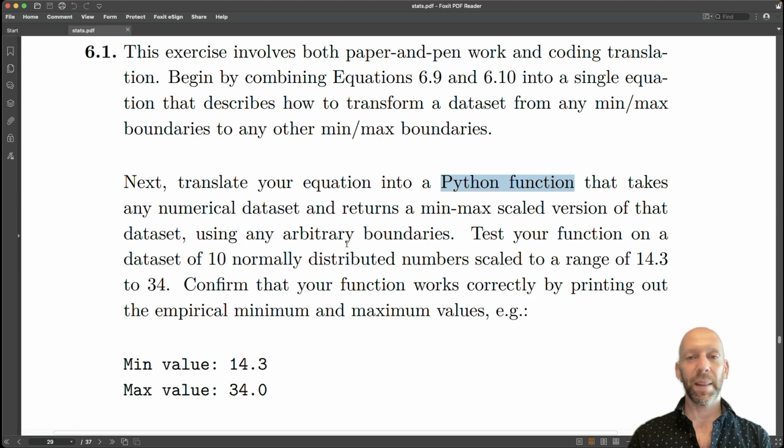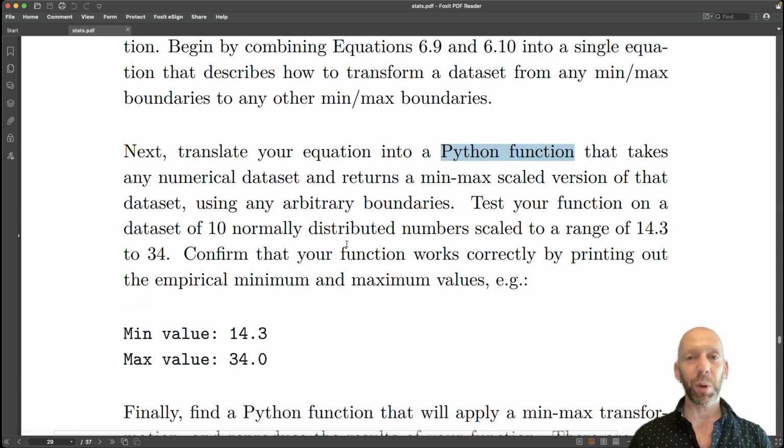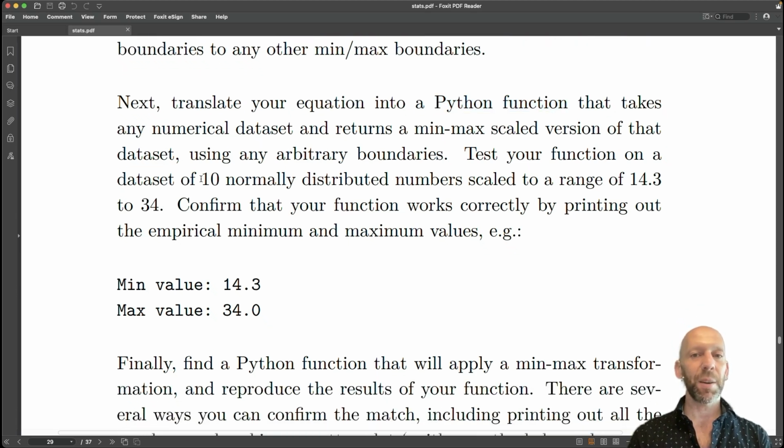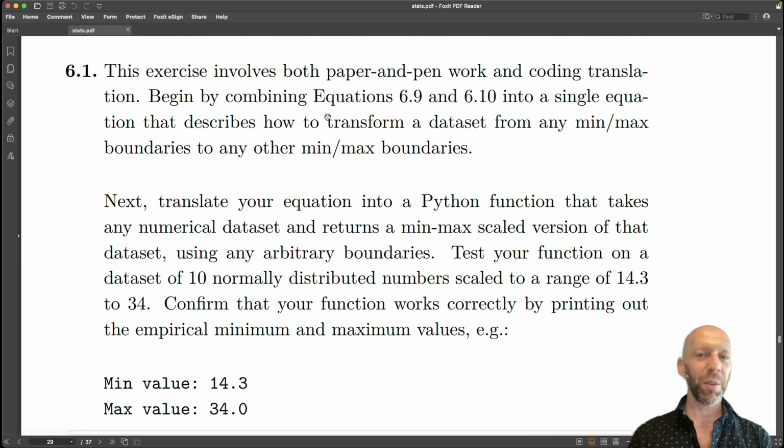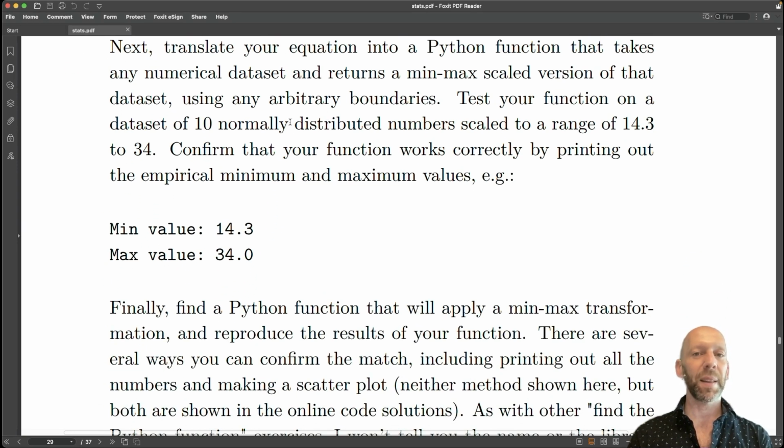So let's see. Your function can take 3 inputs: the data set, the lower boundary, and the upper boundary. And then you can test it using 10 normally distributed numbers and rescale them to a range of 14.3 to 34.0. Two arbitrary numbers, but just to check to make sure that your code is correct. Okay, so that was part 2 of this exercise. Part 1 was this paper and pencil work. Part 2 is getting this function.